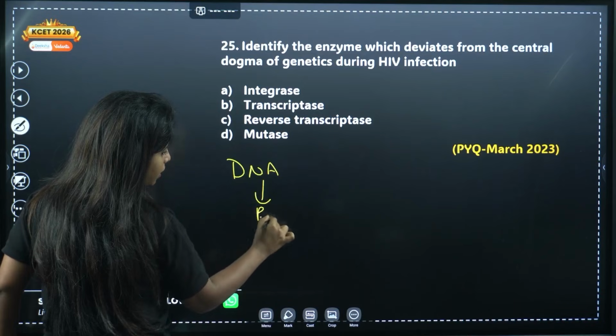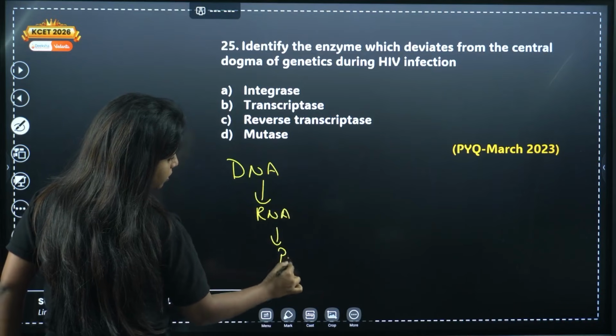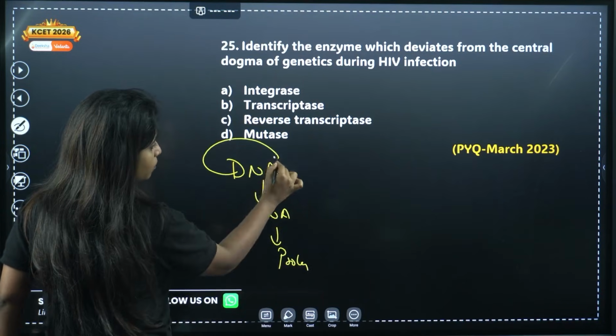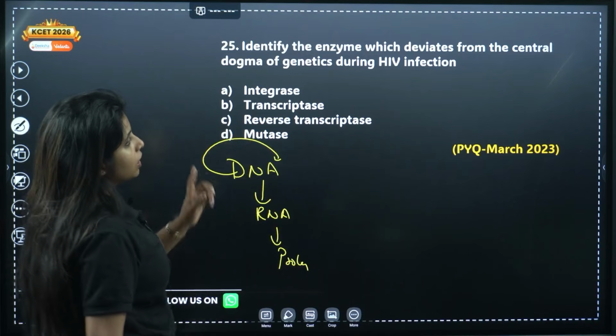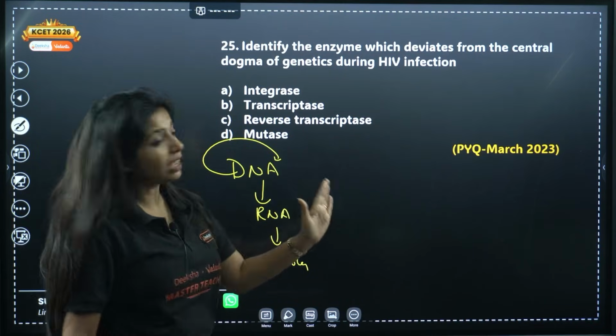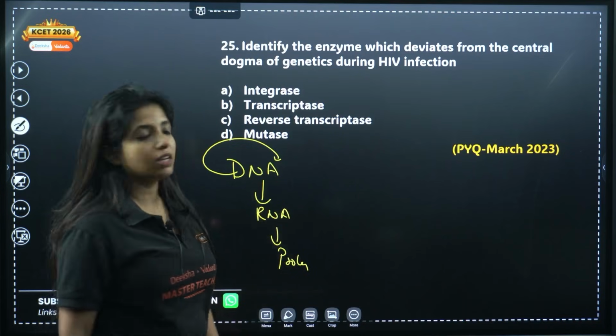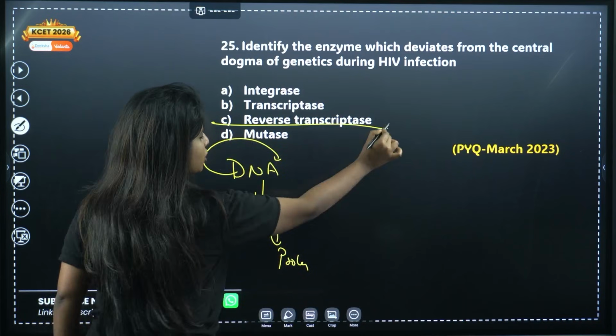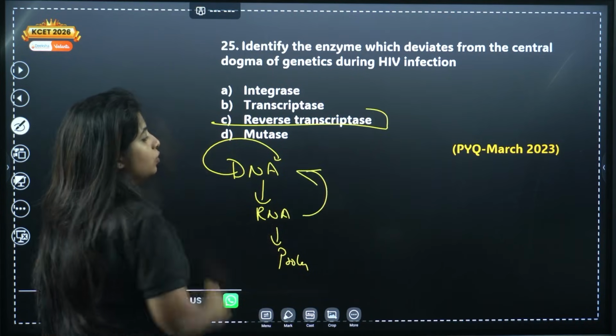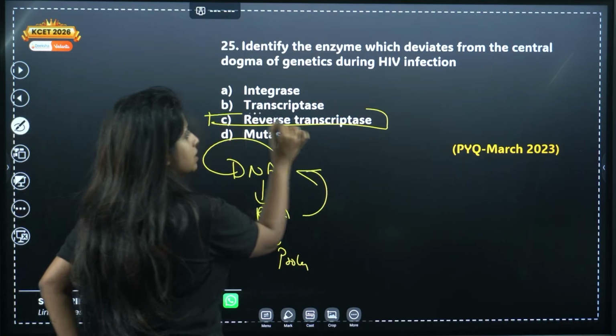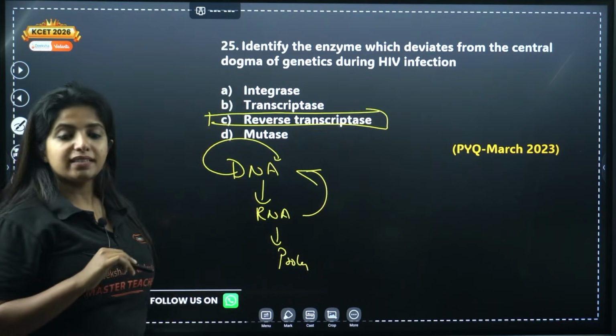DNA, RNA, protein. This is the central dogma of genetics, and DNA forms other DNA with the help of replication. Now, which is that enzyme that deviates, that moves away from the central dogma of genetics during HIV infection? It will be reverse transcriptase, because over here from RNA you get DNA. So this is the answer.